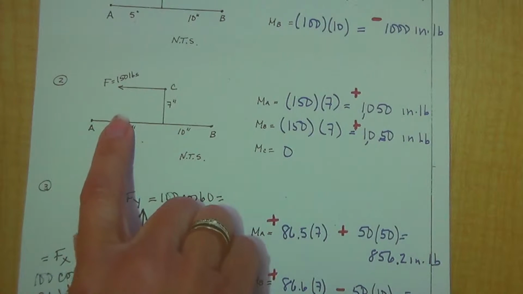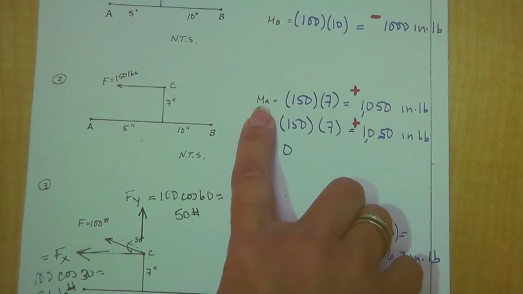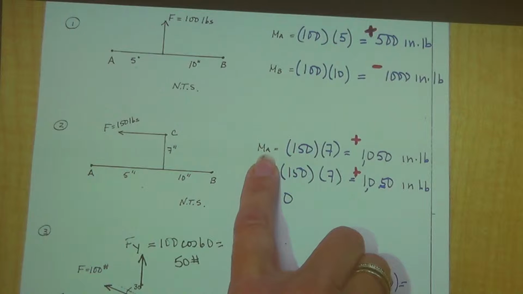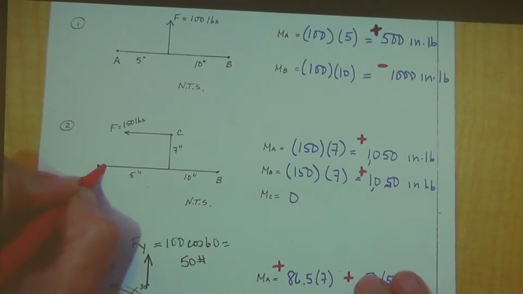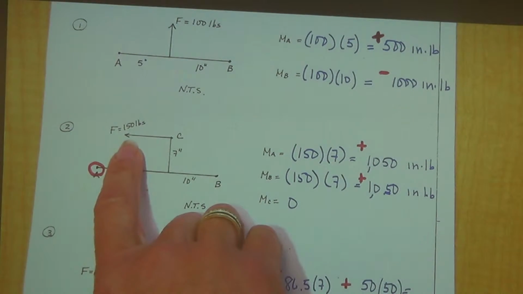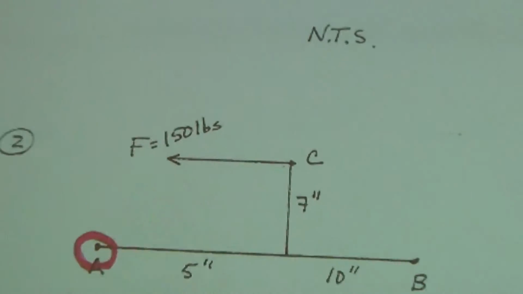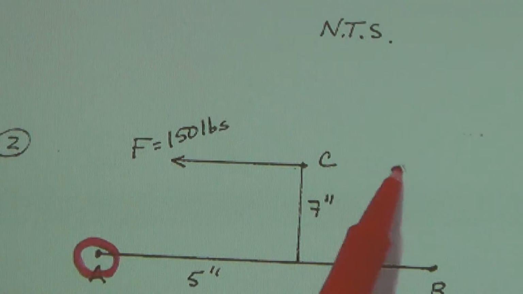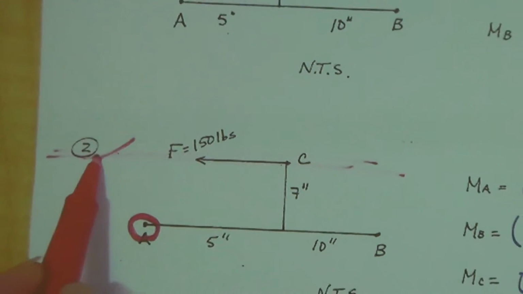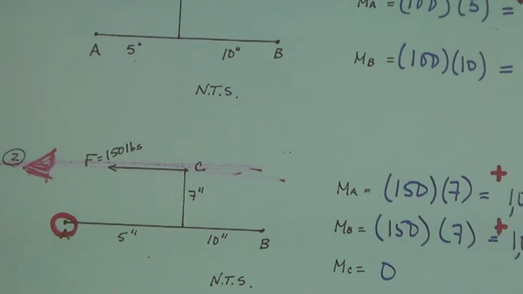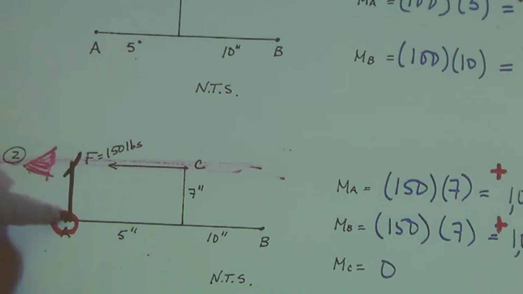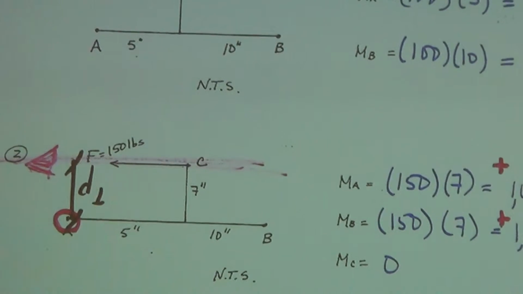Okay, so let's look at number 2. We wanted to find the moment about A. You see the standard notation, capital M for moment, sub A is the point I'm going to find the moment about. So I'm trying to find the moment about point A due to this force. The magnitude is 150 times the perpendicular distance. The direction of this force is like that, so the perpendicular distance is going to be right here.